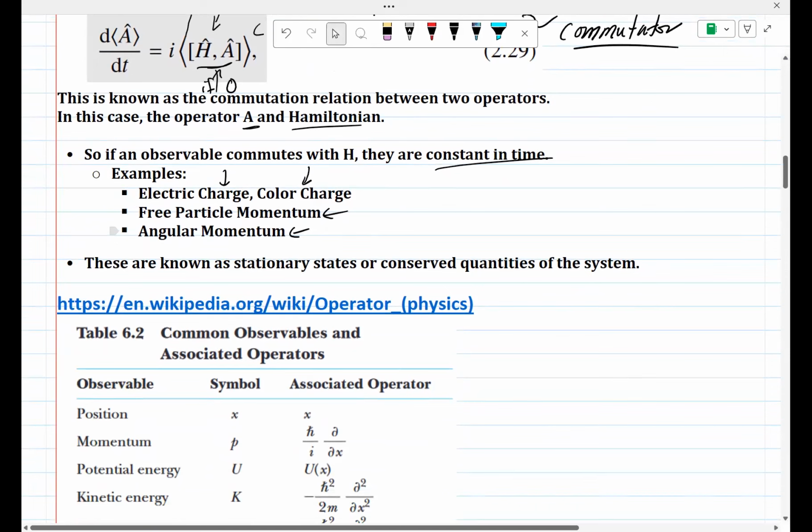Okay. These are also known as stationary states because, if something is not changing with time, they're just kind of sitting there being stationary. It doesn't necessarily mean, right, that it does not have any spatial dependence, but it's just not changing. The expectation value is not changing with time, okay? The wave function can still depend on time, but the expectation value of it does not, okay?